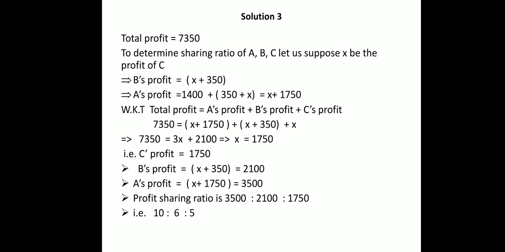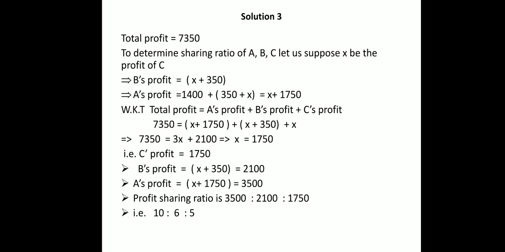So 7,350 equals A's profit, which is X plus 1,750, plus B's profit, X plus 350, plus C's profit, X. Now you simplify and solve for X. That is the answer. So 7,350 equals 3X plus 2,100, or 3X equals 7,350 minus 2,100, that is 5,250, or X equals 5,250 divided by 3, that gives you 1,750.